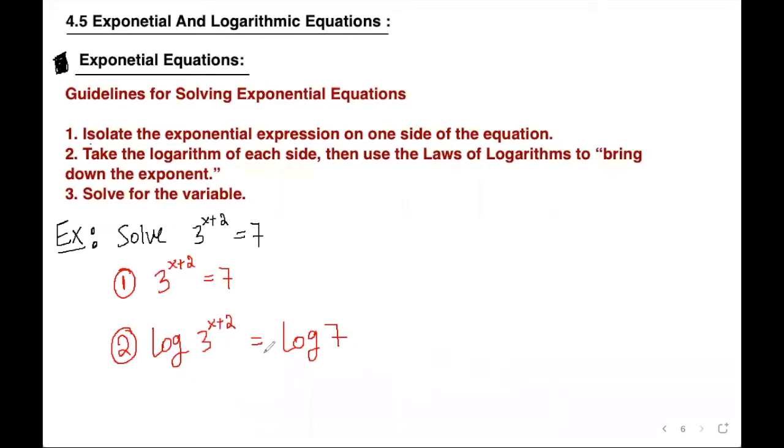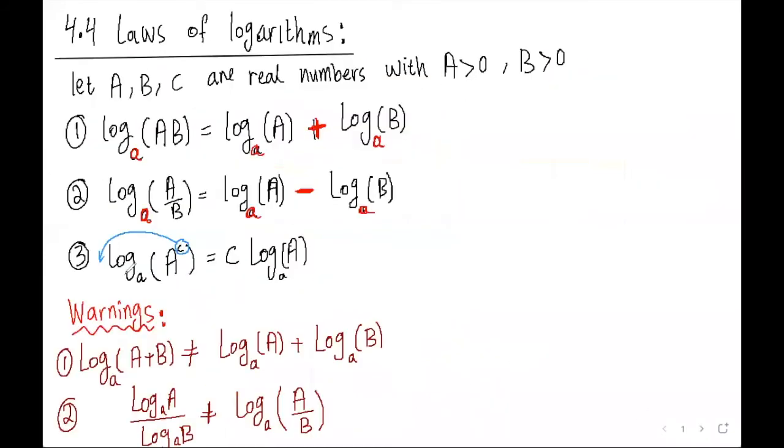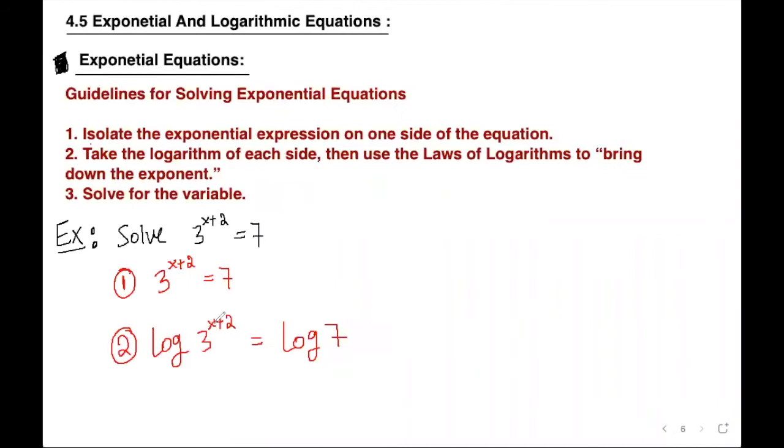Now by using the properties, number 3 of the laws of logarithms: the logarithm of a to the power c, the c goes down, and it gives me c times the logarithm of a. So this is my power here. This will go down. So now I get x plus 2 times log 3 equals log 7.